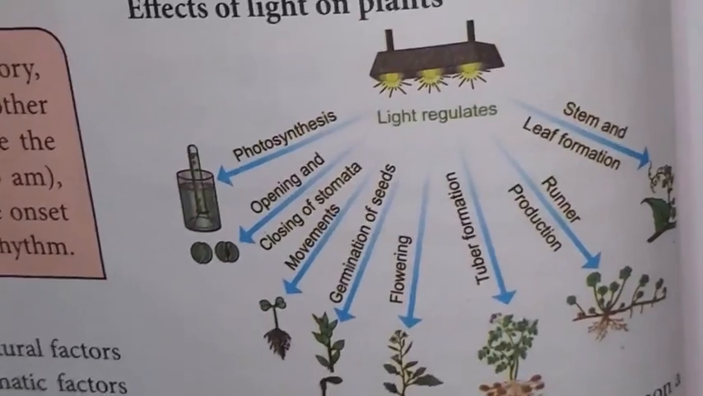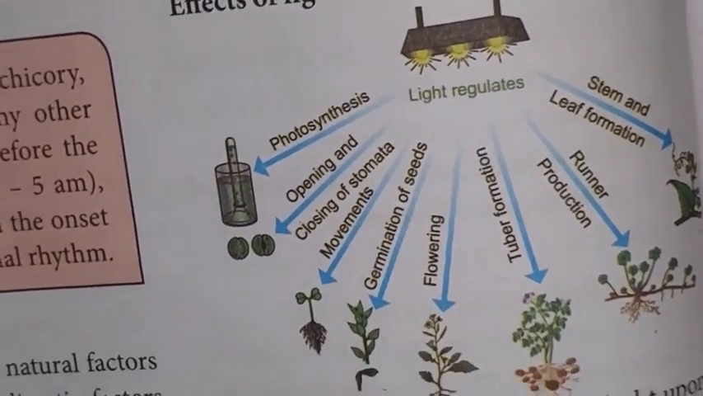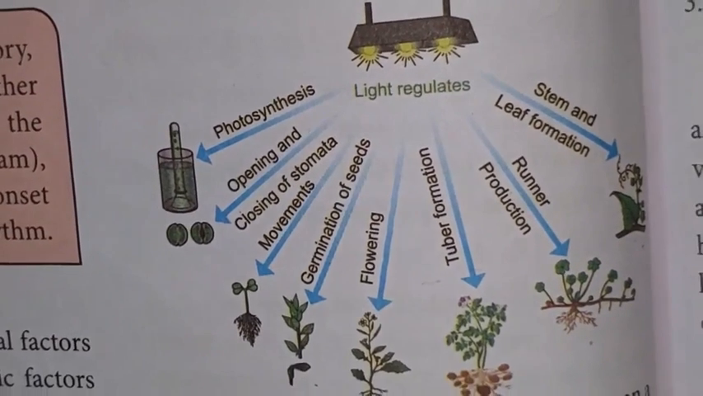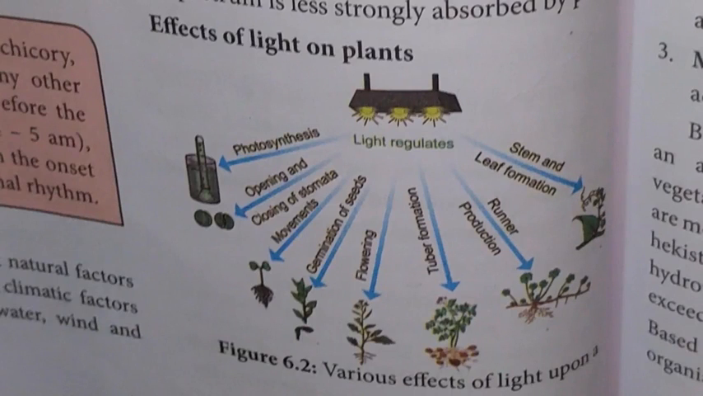Then movement: here the plant part moves towards the direction of sunlight. So the stems move towards the direction of sunlight. In some plants, the flower can turn its face towards the sunlight. Germination of seeds is also affected by sunlight. Flowering is also caused by sunlight. Tuber formation, runner production and stem and leaf formation are some of the factors which depend upon light in green plants.